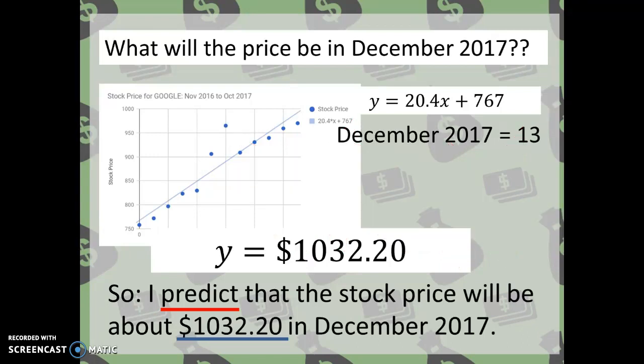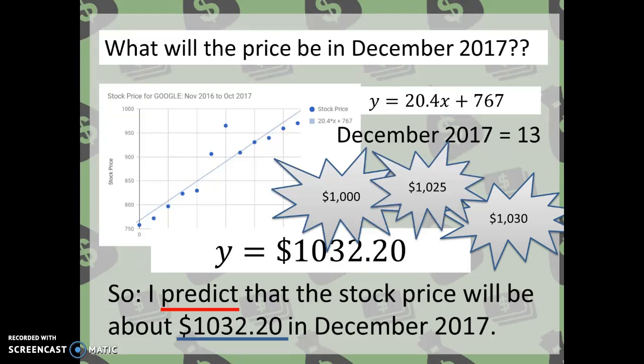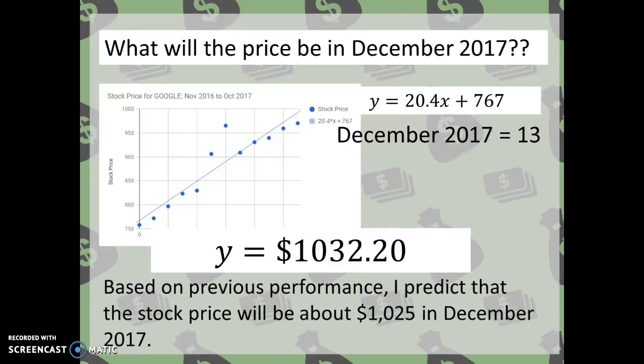And the other thing is that number is too exact. So maybe you can say, well, I'll pick 1,000 instead, or $1,030, or $1,025. This is a judgment call. You get to pick what you want. But if you're trying to be precise to the penny, I'm going to call that being too exact. Kind of round it off. So maybe I'll say this instead. I'll say based on previous performance, I'm going to predict the stock price will be about $1,025 in December 2017.